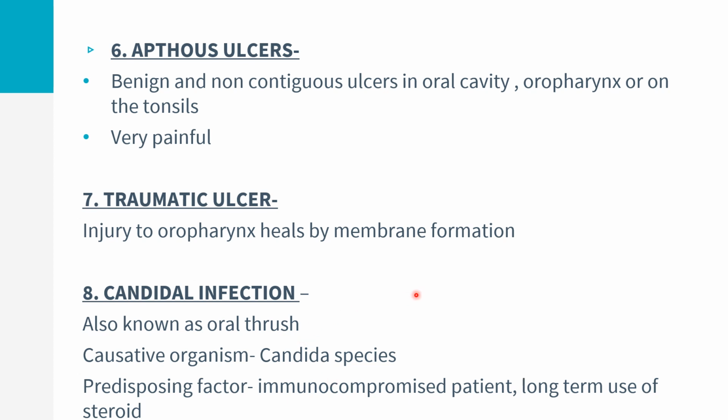Here, the membrane usually has a creamy, paste-like consistency, which is present over the tonsil and can even be seen on the soft palate or the posterior pharyngeal wall. Like diphtheria, here also the membrane is difficult to remove, and on attempt of removal, it leaves a raw bleeding surface. So these were the different differentials of white membrane. Thank you.